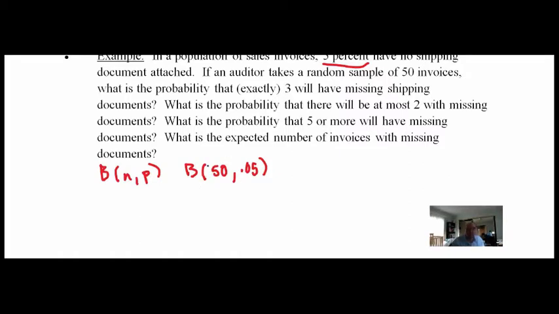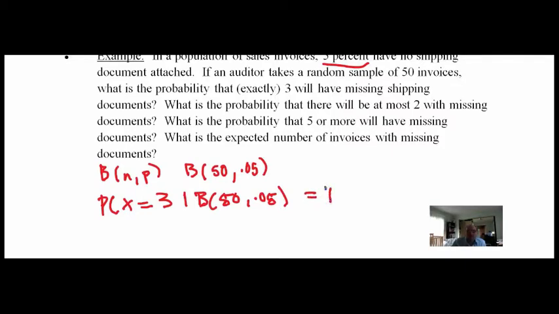So this is a shorthand for a binomial distribution with n trials with a percent of successes of 5%. So in this case, a success would be a missing sales invoice. So when we say success, it doesn't have to be good. A success can be bad. We just define whatever the success is, all right? It doesn't really matter. All right, so what's the first question asking? Well, it's asking the probability that x equals 3, exactly 3, given a binomial distribution with 50 trials, probability of 0.05.